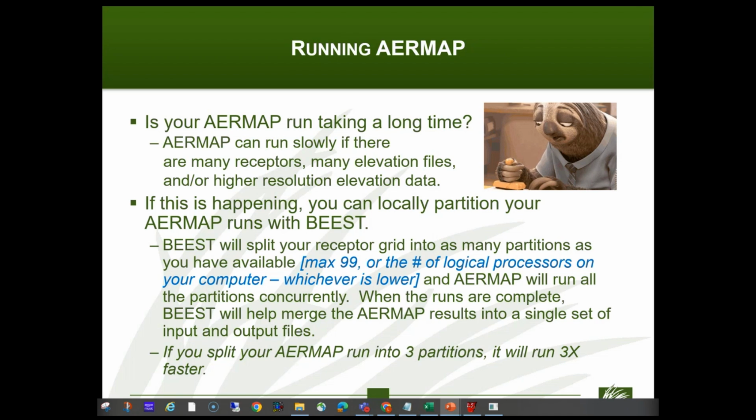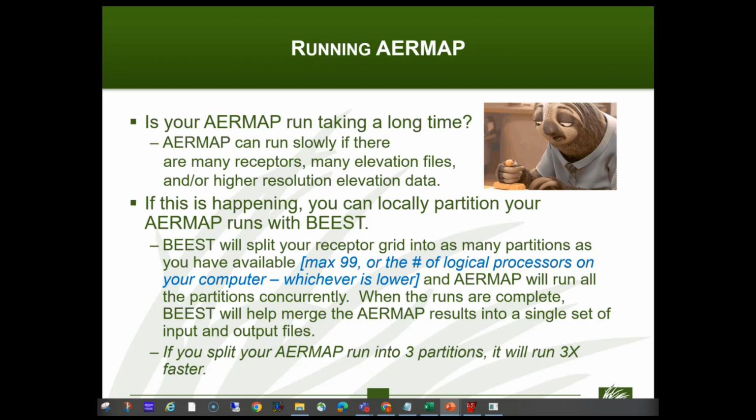My computer, for example, I have 4 logical processors, so that's the maximum I can do on my computer. But you may have one that runs a little bit faster. You could do maybe 8 processors, or maybe you have a supercomputer with more processors available. The only limitation from BEEST is a maximum of 99. So if you are lucky enough to have 99 logical processors on your computer, you can go ahead and set that limit at 99, and it'll run Aermap essentially 99 times faster.